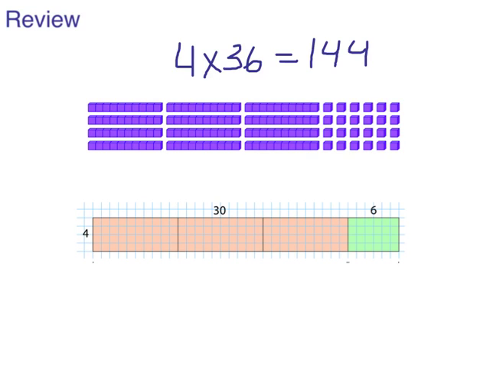So have fun using these strategies with your own multiplications, and please watch the video and ask for help if you need to.